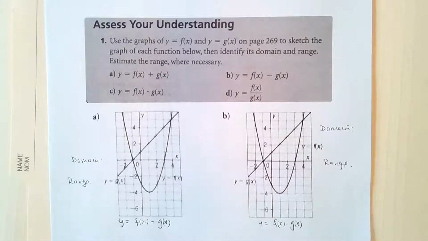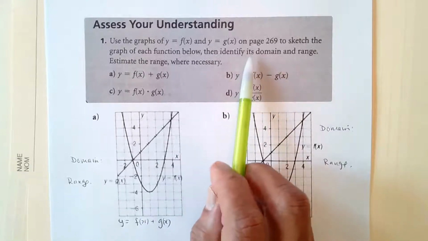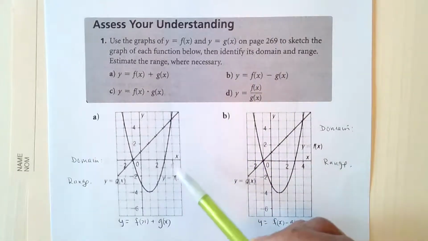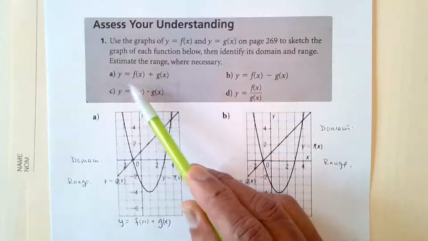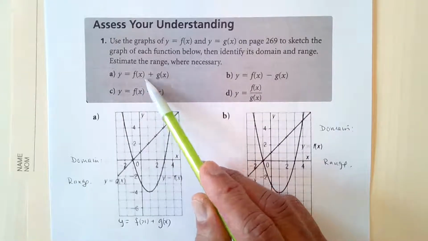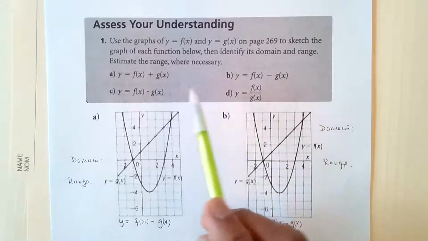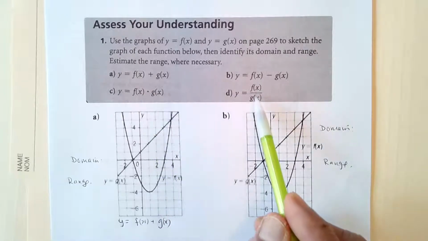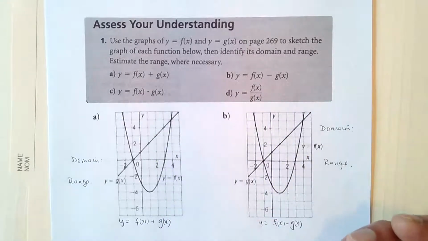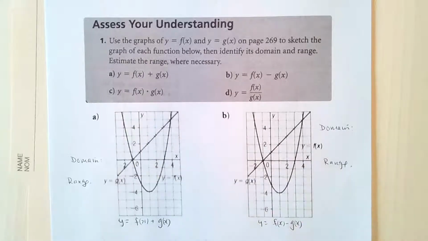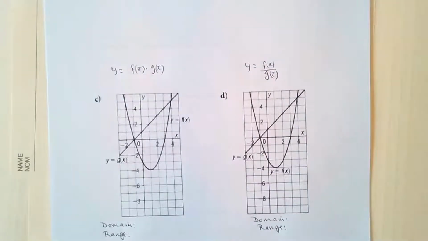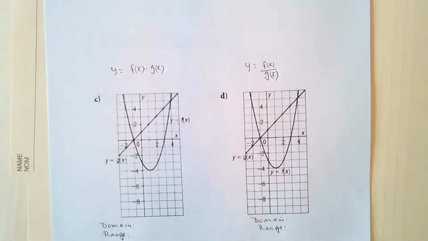So we'll do question 1, which asks you to sketch the graph with adding 2 functions, subtracting 2 functions, multiplying 2 functions, and dividing 2 functions. And there are 4 parts to this question 1. It's A, B, C, and D.